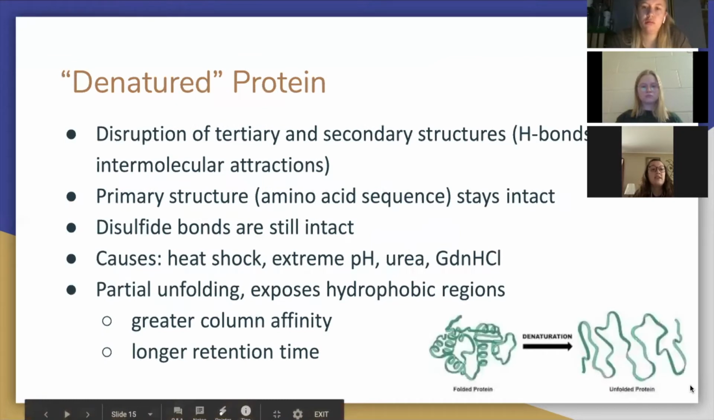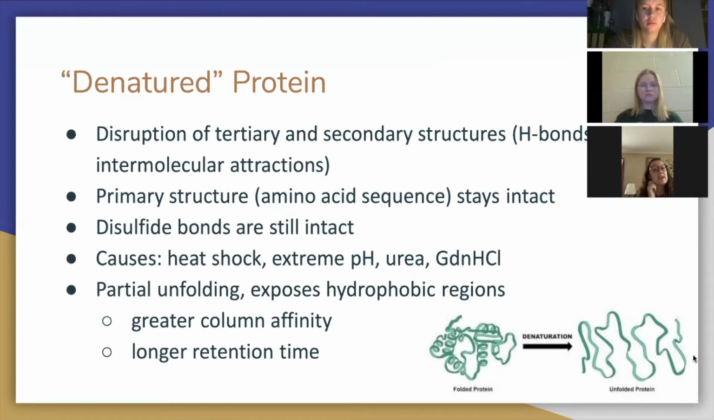Denatured protein is the disruption of the tertiary structure and the secondary structure, to cause the protein to go back to its original primary structure of an amino acid chain. The amino acid sequence is still intact, and so are the disulfide bonds. The cause of this denaturing includes heat shock, extreme pH, and urea. This denaturing exposes the hydrophobic regions of the protein, which gives it a longer retention time and a greater column affinity.